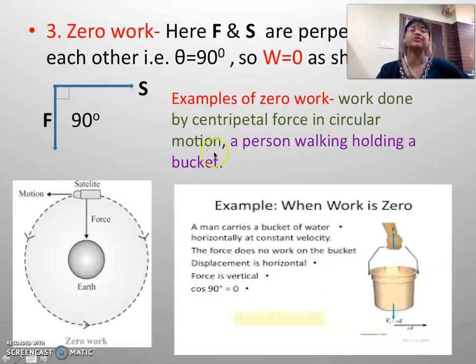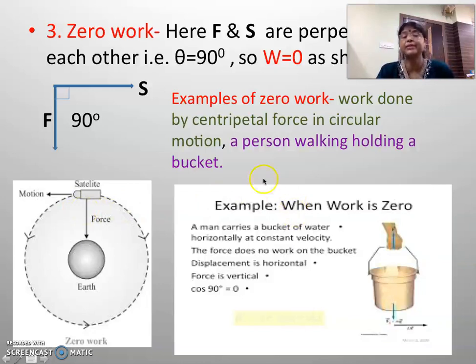Next consider zero work. Zero work means the force and displacement are acting perpendicular to each other, at 90 degrees. That is, W is equal to 0. An example of zero work is the work done by the centripetal force. Consider circular motion, a satellite rotating around the Earth. Its centripetal force acts along the radius, and its motion is perpendicular to it, that is, tangent to the radius. So they act in perpendicular directions, and the centripetal force does zero work.